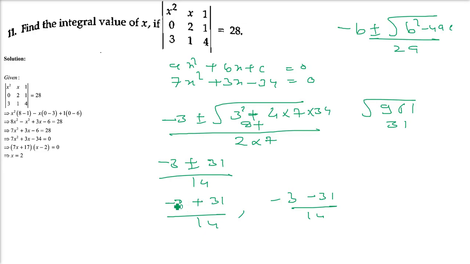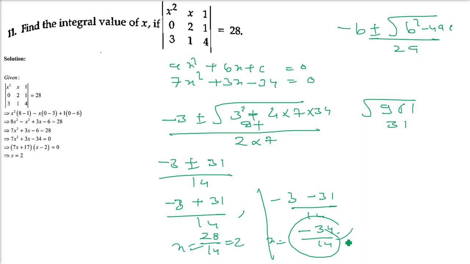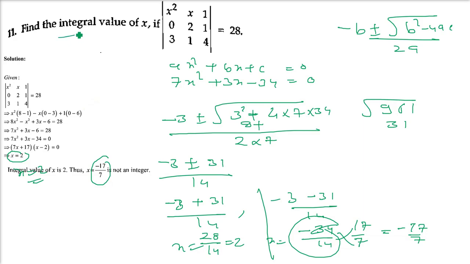So here you get 31 minus 3, that is 28 by 14. Here you get minus 3 minus 31, that is minus 34 by 14. So this is minus 17 by 7. We are leaving minus 17 by 7 or minus 34 by 14 because it is not an integer. We'll take x equals 2 only. Okay, you got the idea? Because in the question it is being said specifically, find the integral value of x. So x is minus 17 by 7. This is not an integer, but x equals 2 is the integer. Okay, this is how we have to do it.